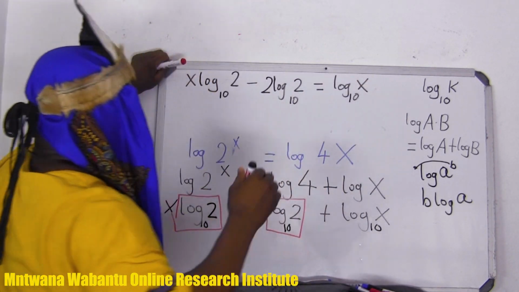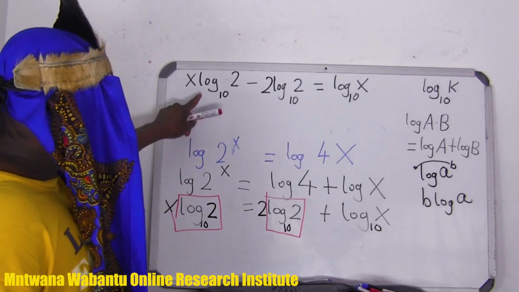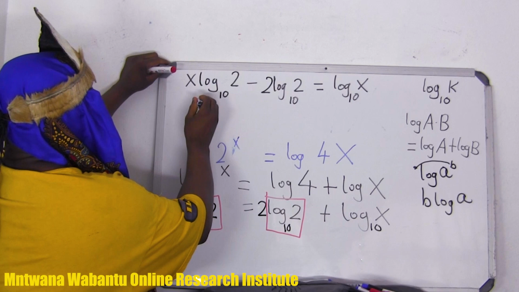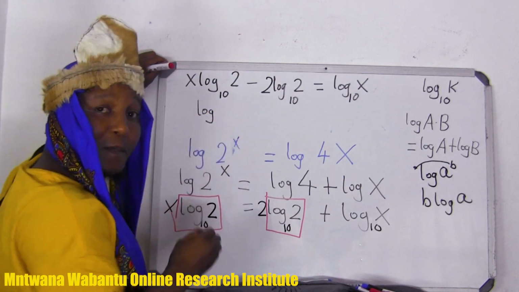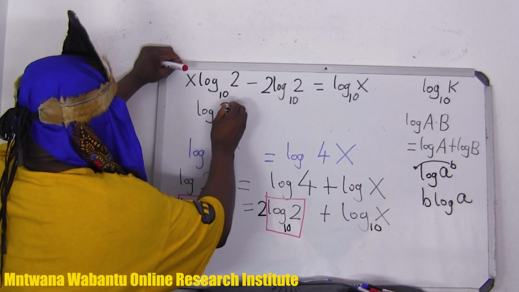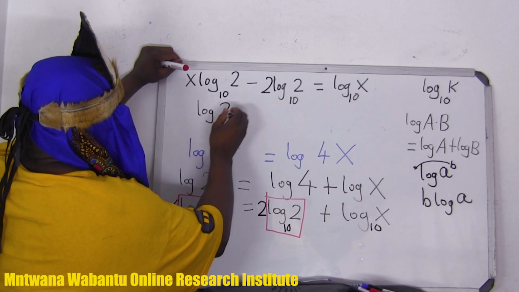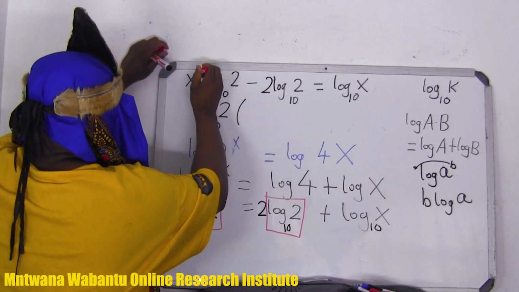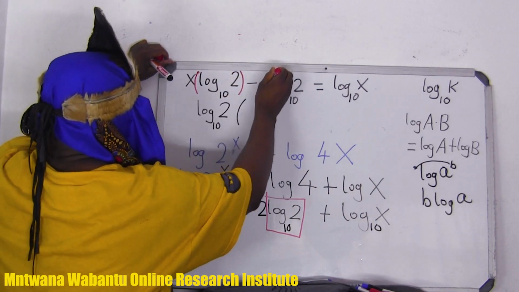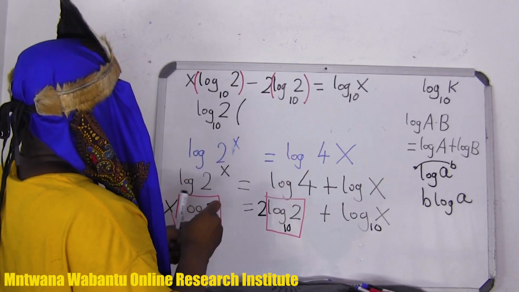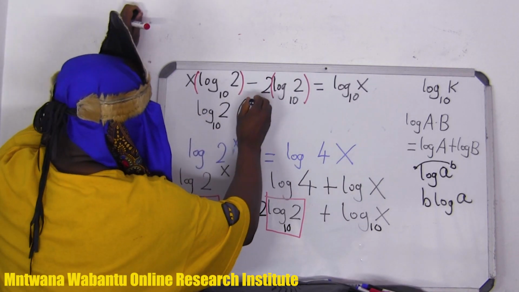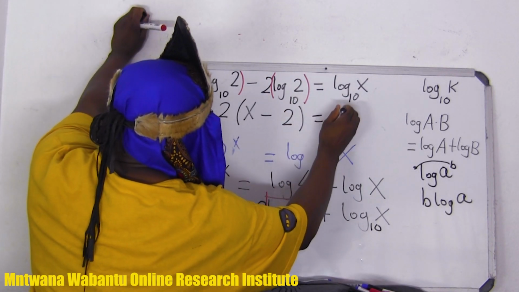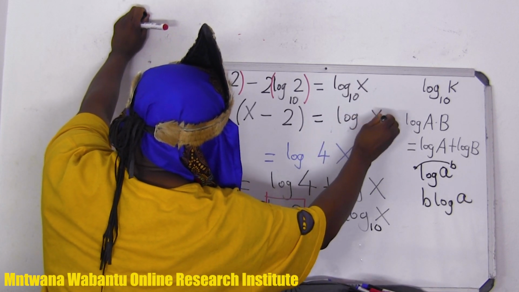So now the next thing, this is log 2 and this is log 2, so I can factor it out. I'll take out log 2. If I take out log 2 here, with the base 10, then I'll be left here. See, this one went out. Let me put a bracket here. So here I'm going to be left with x minus 2, and on the right hand side, just log x and the base 10.